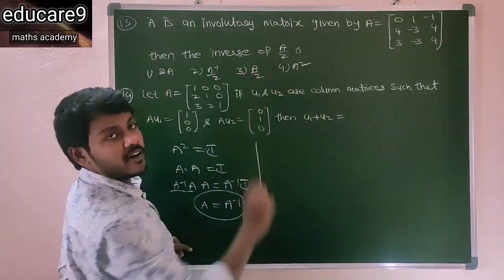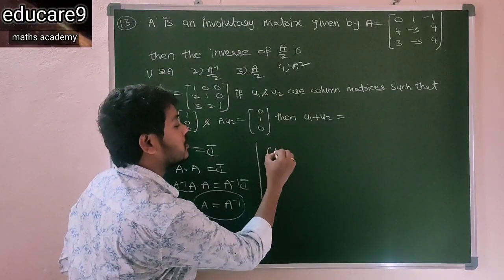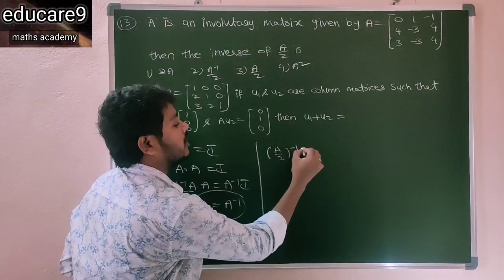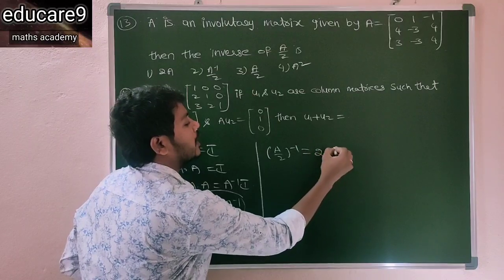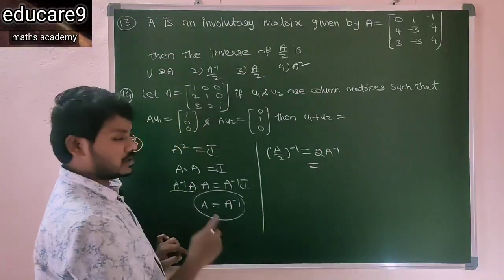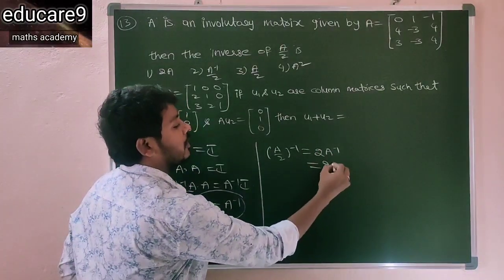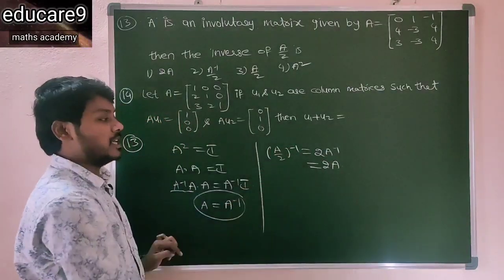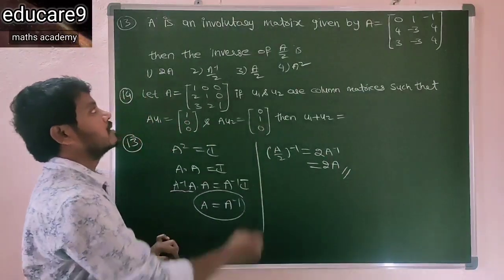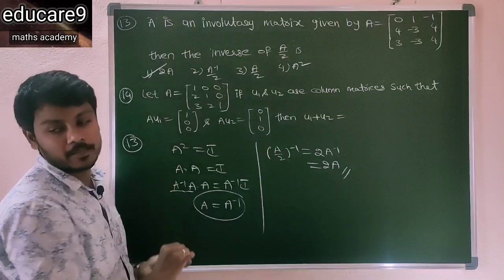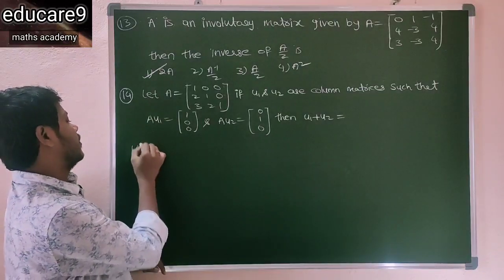Then the inverse of A by 2 is what? So (A by 2) whole inverse is 2 A inverse. What is A inverse? A. Therefore the inverse of A by 2 is 2A. So option 1.